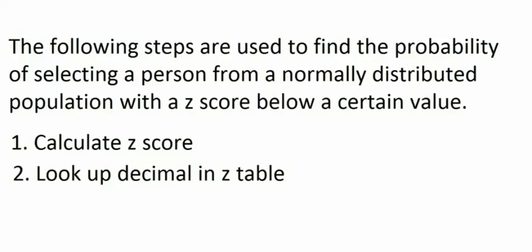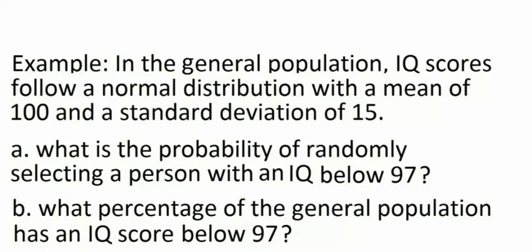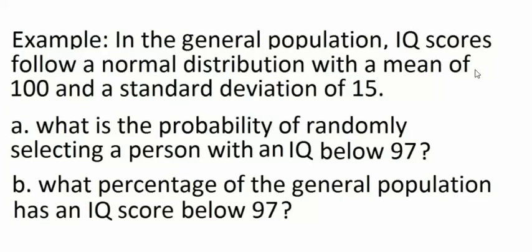So here's our first example. In the general population, IQ scores have a normal distribution and a mean of 100 and a standard deviation of 15. Like I said, this is a real-life example because these things are actually true about IQ scores. And we're imagining that a person is being randomly selected from that population, and we want to know what's the probability that that selected person will have an IQ below 97. Now notice the word below. That's telling you that it's a below problem. So we're going to solve this using that two-step process we just learned.